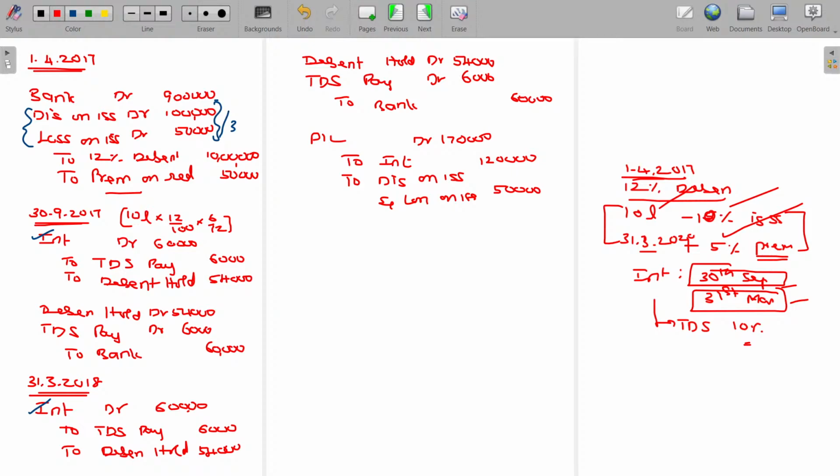Clear? So every year, half yearly, once you have to pay the interest. At year end, all the interest, the nominal accounts are going to be transferred to the P&L account, means closing the ledger accounts.